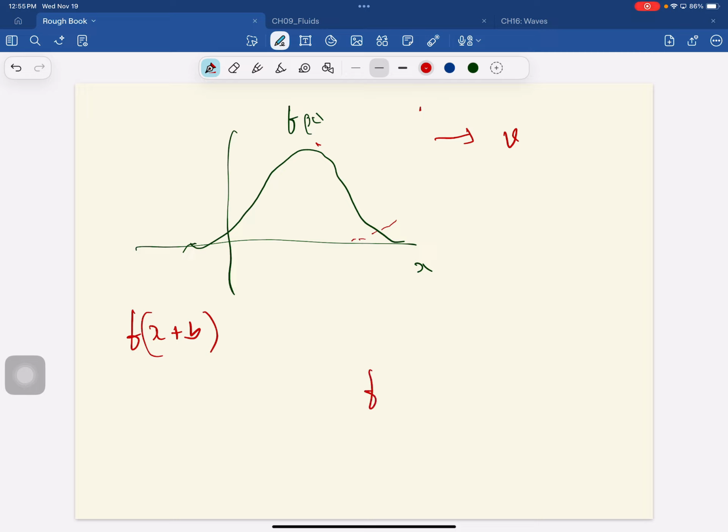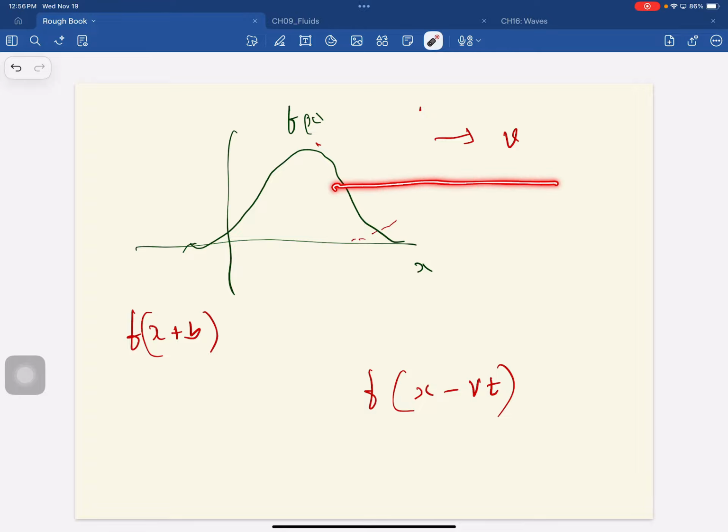If it's traveling with velocity v, after 1 second, how far has it traveled? v times 1, which is v. After 2 seconds, it's traveled 2v. After 3 seconds, 3v. So it's just x minus vt. That travels to the right at velocity v. So that little trick showed you how to make a wave travel to the right.